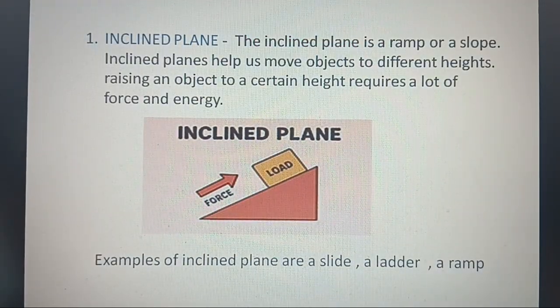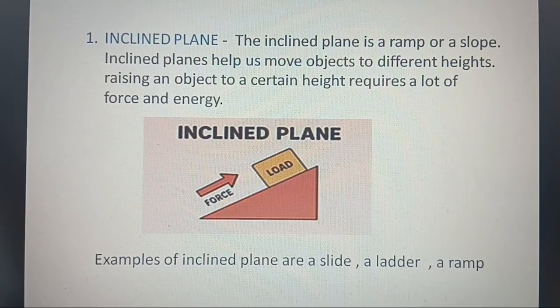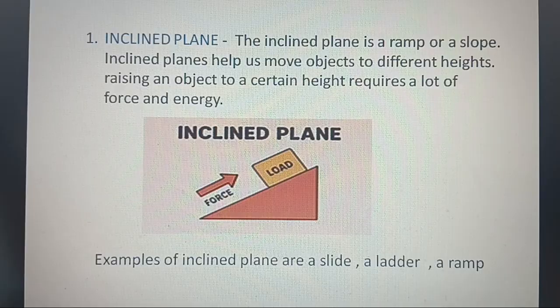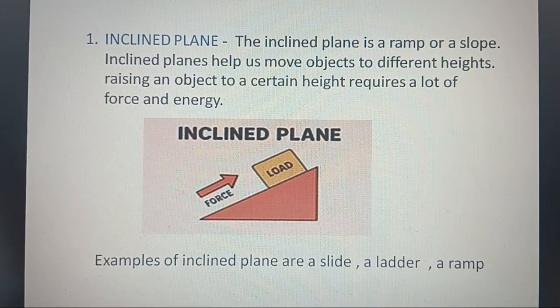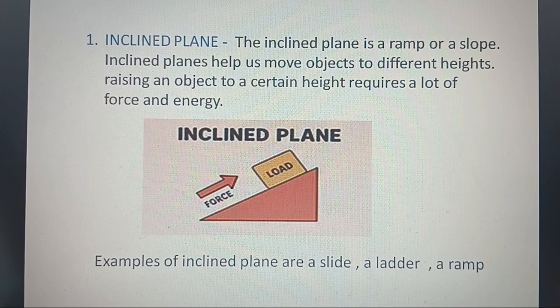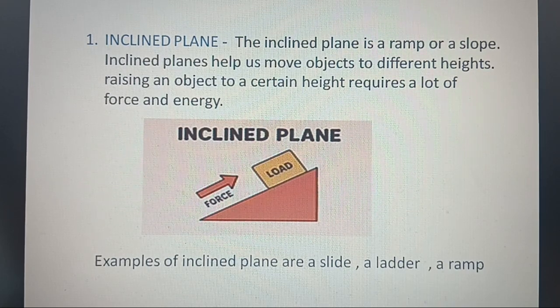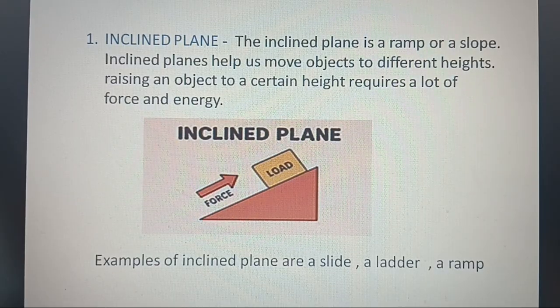The first simple machine is the inclined plane. Any flat surface is called a plane, and when this plane surface is slanted, it is called an inclined plane. An inclined plane is a ramp or a slope. Inclined planes help us move objects to different heights. Raising an object to a certain height requires a lot of force and energy. For example, a slide, a ladder, a ramp.